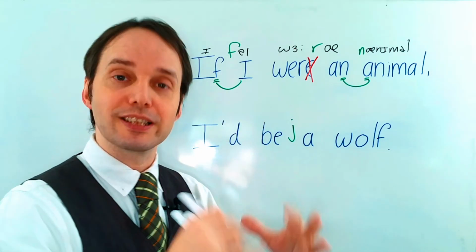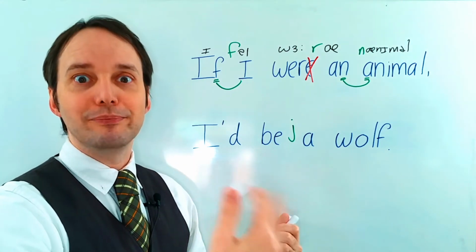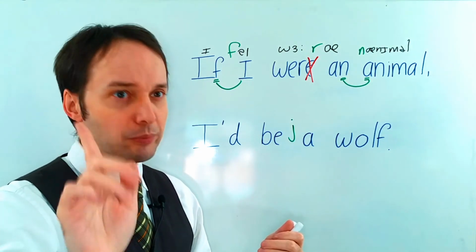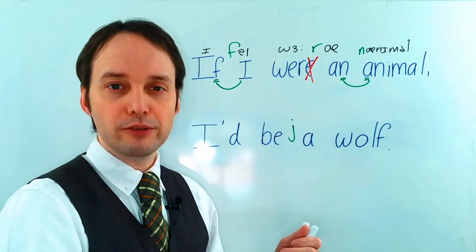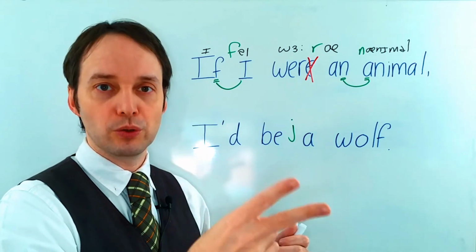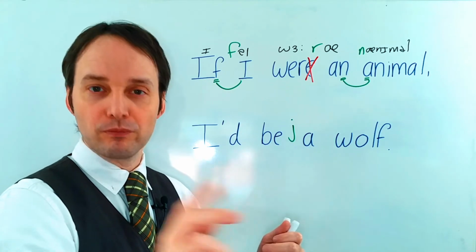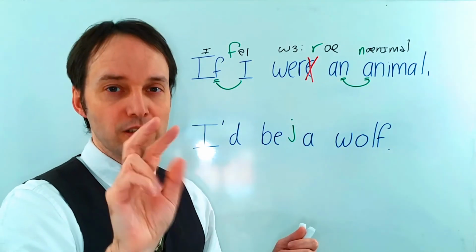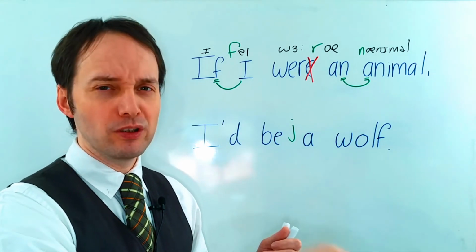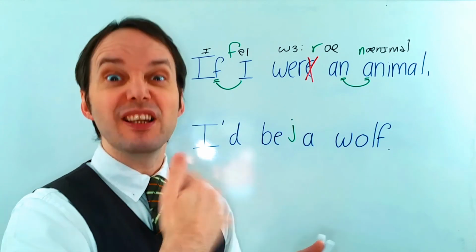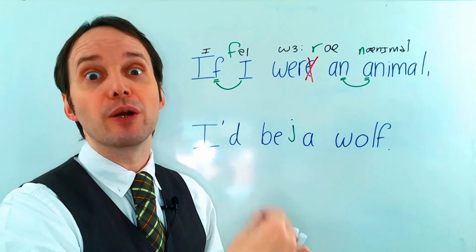So if we put everything together, as a native speaker, we get: if I were an animal, I'd be a wolf. Listen one more time. If I were an animal, I'd be a wolf. Okay, you try, repeat after me. If I were an animal, I'd be a wolf. Good. One more. 3, 2, 1. If I were an animal, I'd be a wolf. Cool. One more, a little bit faster. 3, 2, 1. If I were an animal, I'd be a wolf.